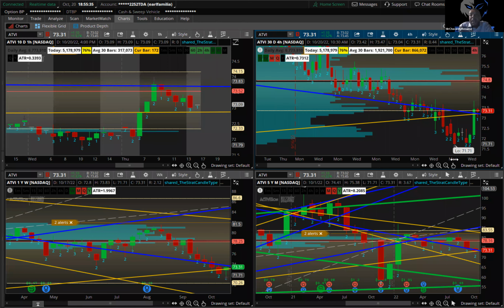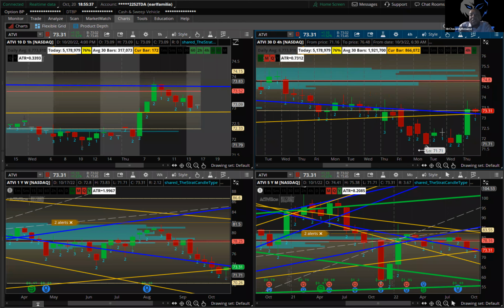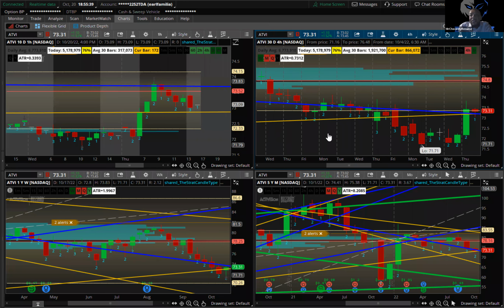Y'all didn't hear that in the back? The BS are looking crazy like mine are right now. So identify where it closed, and see if it goes above or below the 50% rule, or the 50% of the previous candle.